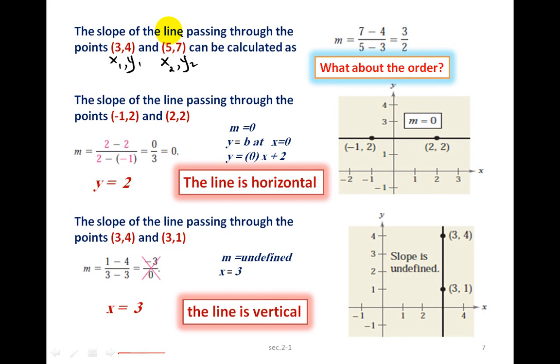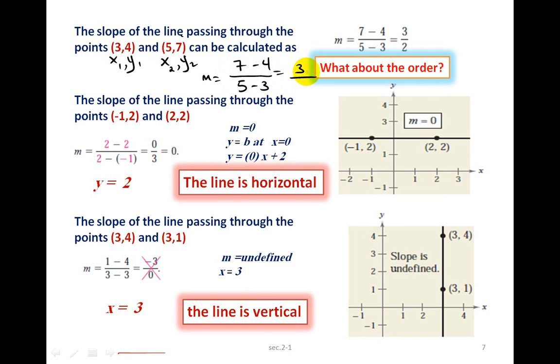So we said that slope is change in y divided by change in x. This delta means change. So first let's find our change in y. Change in y means y2 minus y1, which is 7 minus 4, and then x2 minus x1, 5 minus 3. So 7 minus 4 equals what? Equals 3.